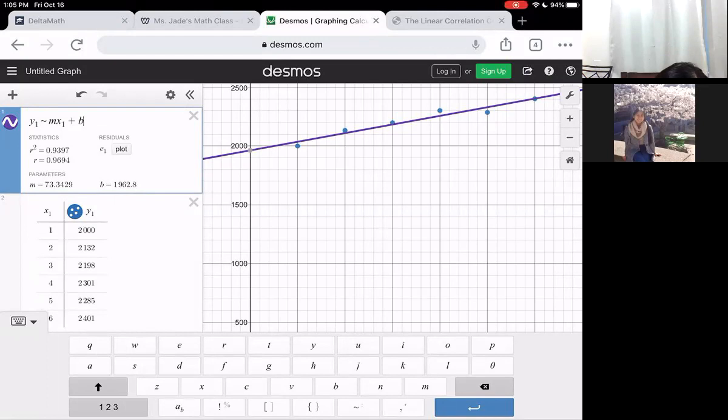It tells us m should be 73.34. I'm going to write that down on scratch paper. And then it tells us our b is 1962.8. And then it tells us our r value is 0.9694. So I just wrote all of those down except for the r squared. We don't really need to look at the r squared. So writing those down, now let's go back to our worksheet.